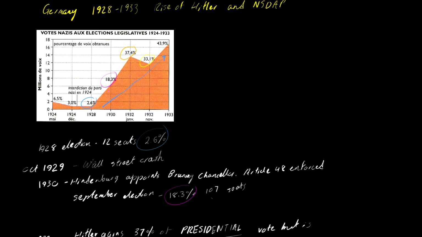And then in October 1929, we have the Wall Street Crash, the famous Black Tuesday, the Great Depression. And this is basically when Hitler begins to start gaining support. In 1930, Hindenburg appoints von Brüning chancellor, and Article 48 is enforced. So Germany is run under Article 48. The president does not have to consult the Reichstag. In the September election in 1930, the NSDAP gets 18.3% or 107 seats.